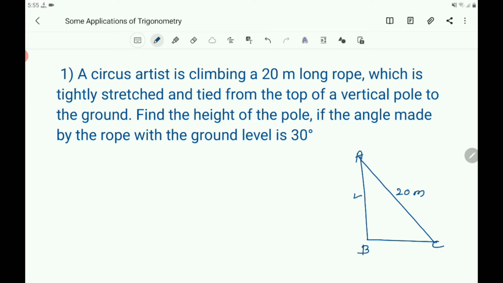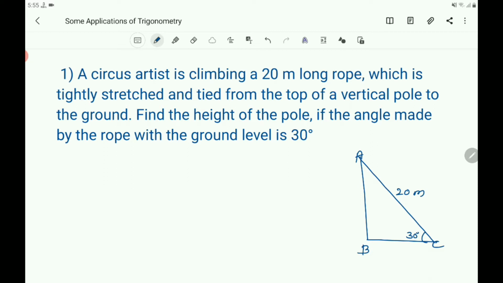AB is a pole, A is the top of the pole, and AC is the length of the rope which is tied at A. It touches the ground at C, and the angle at C is 30 degree. The angle made by the rope with the ground is the angle C, that is 30 degree.